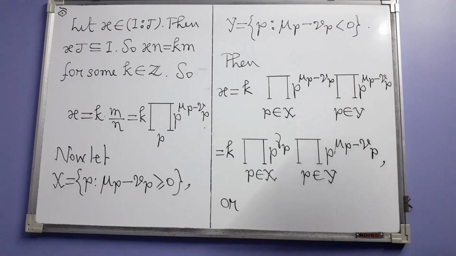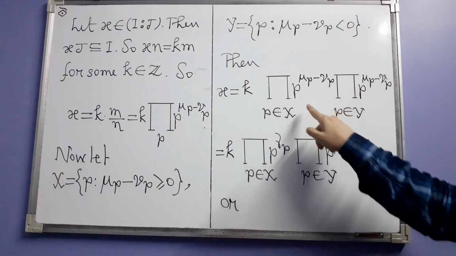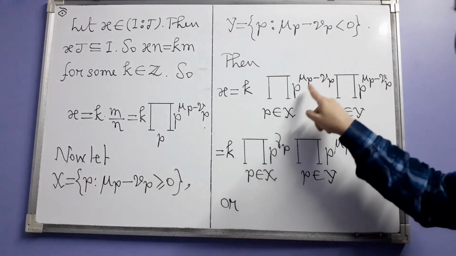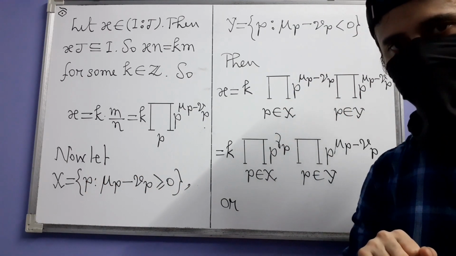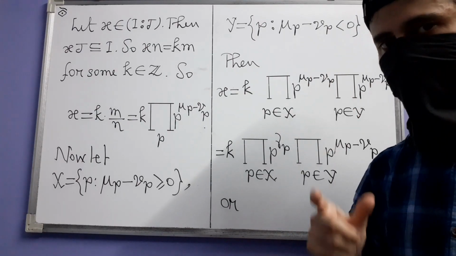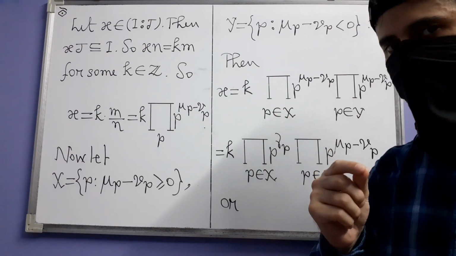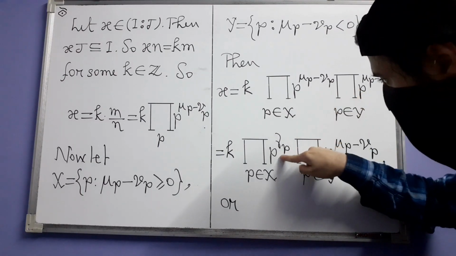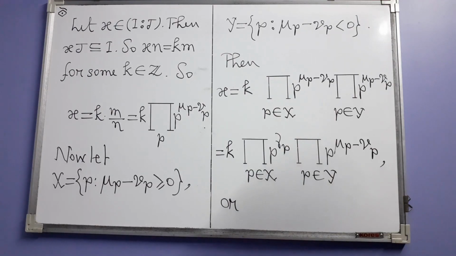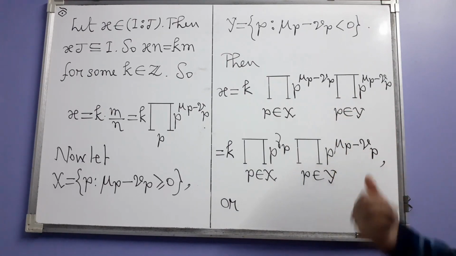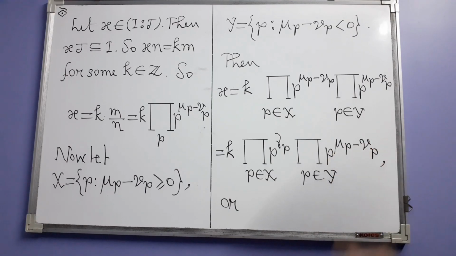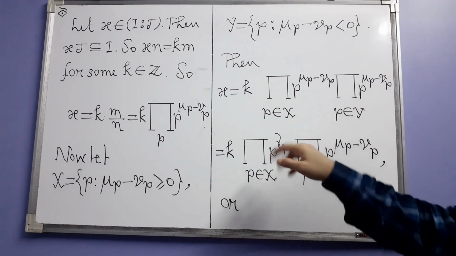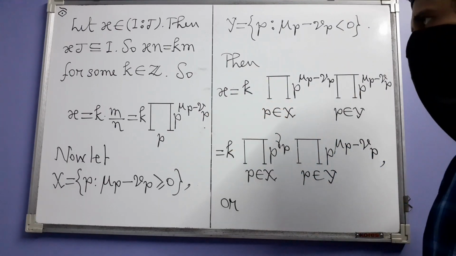Now watch carefully. What is happening here? For this type of primes, mu p minus nu p is greater than or equal to 0. And what was our gamma p? Gamma p was the maximum of mu p minus nu p and 0. And that is why for this type of primes, this is equal to gamma p. And this part remains as it is, p to the power mu p minus nu p, as p varies over Y.